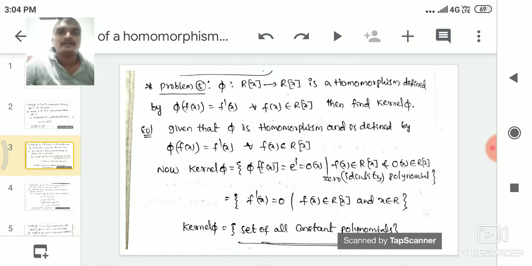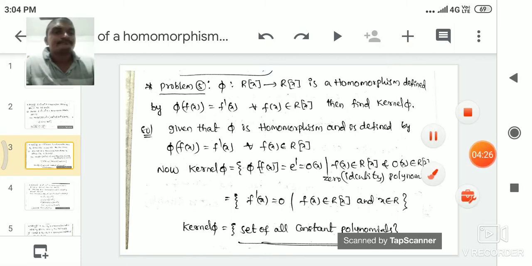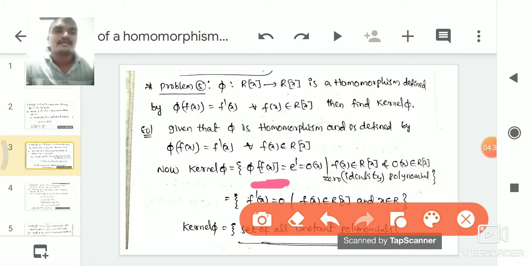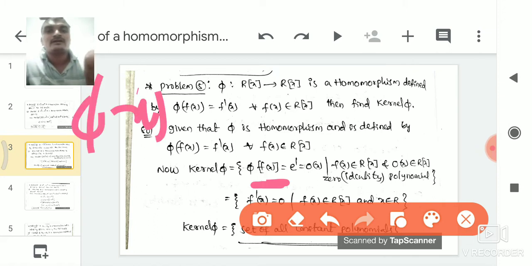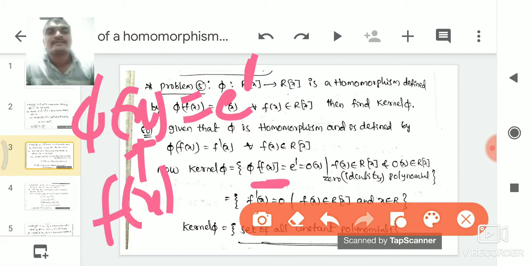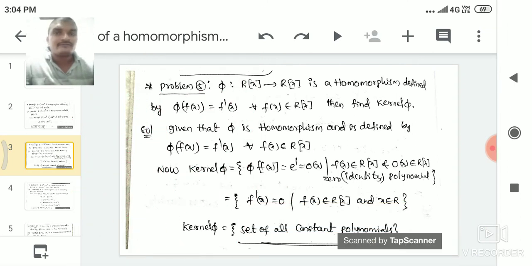But here we take polynomials. In place of x, we take the polynomial f of x. Actually, the definition of kernel of a homomorphism is the set of all values of x such that pi of x is equal to E dash. Here x values are taken, but here the group is the polynomial group with respect to addition. That's why in place of x, we take polynomials, those are f of x or g of x or h of x. So that's why here we take pi of f of x is equal to E dash.